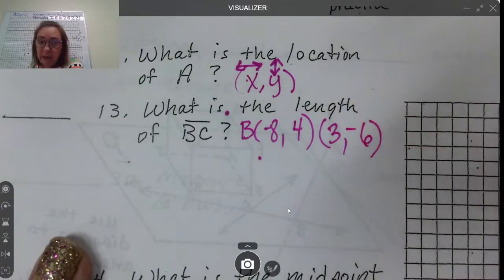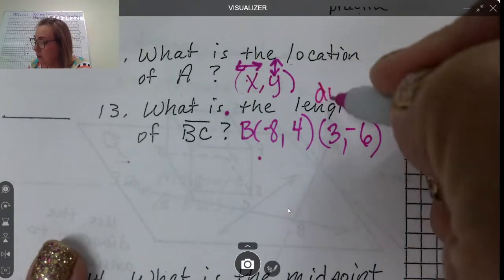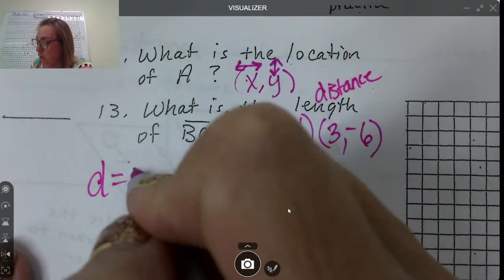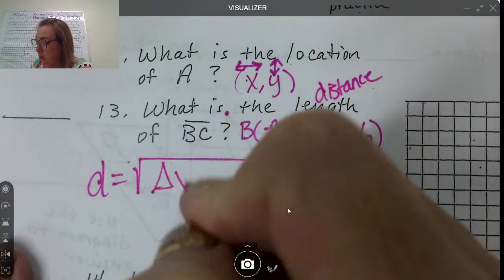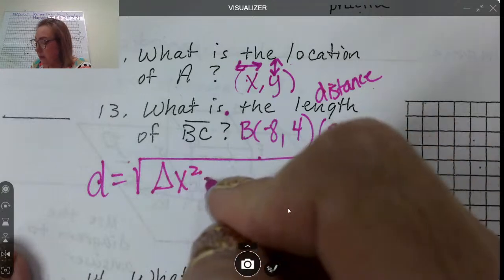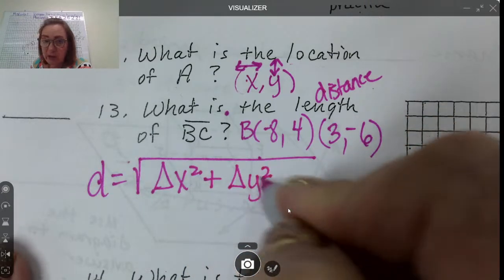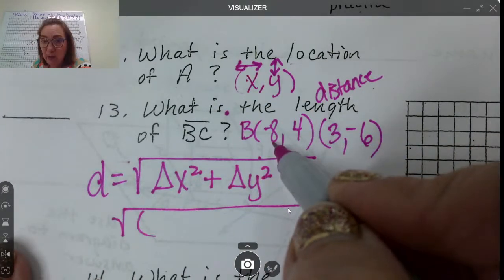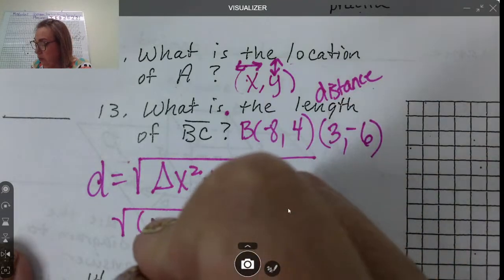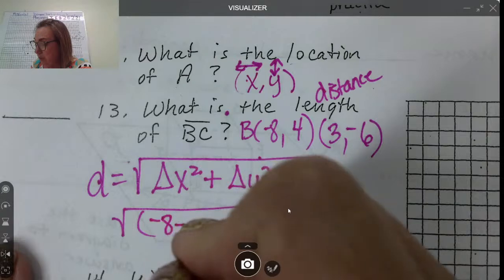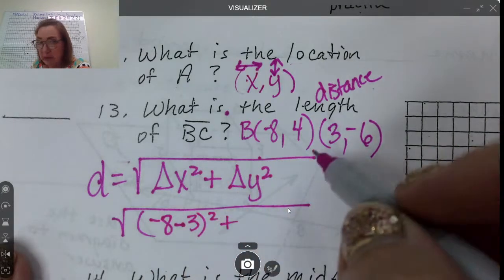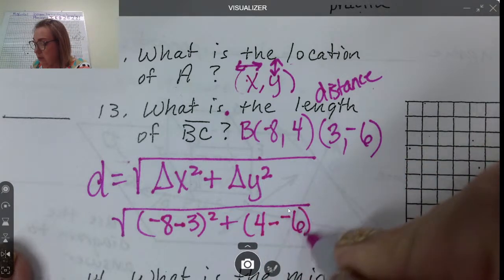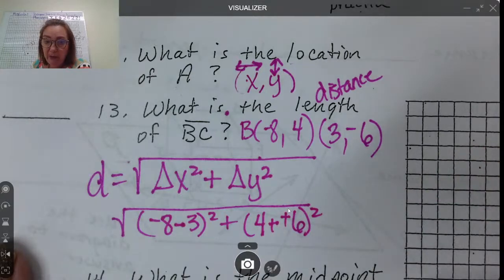3, negative 6. Now to find the length, that's going to be the distance between 2 points. So we're going to use the distance formula. Distance equals the square root of the change in x squared. Remember, change just means subtract. Plus the change in y squared. Change just means subtract. So I'm going to take my x's, which is negative 8 and 3, and I'm going to do negative 8 minus 3 squared plus, and then my y's, 4 and negative 6. 4 minus negative 6 squared. And then I'm going to do that math.